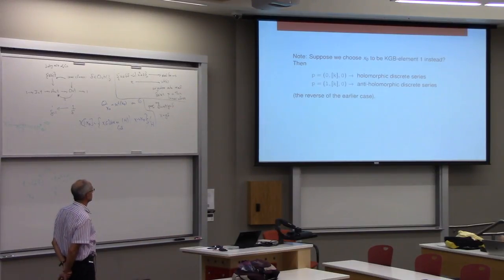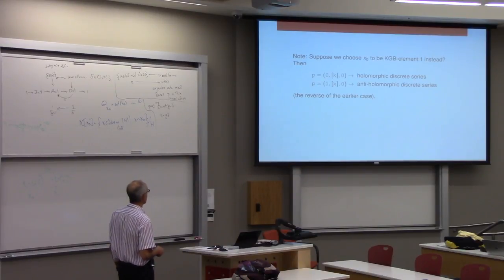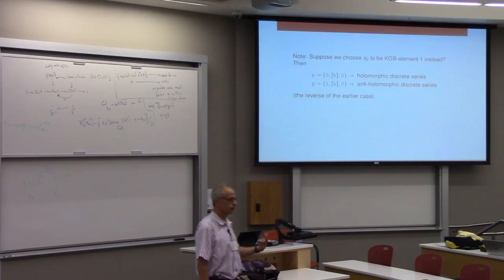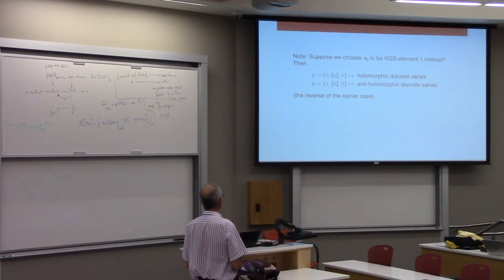that's the punchline. Okay. Now, what if I had chosen x0 to be KGB element 1? Well, then I would have switched the two cases. I reversed it twice. What? Yeah, I'm sorry, that's a terrible notation, I agree. So suppose I choose the preferred KGB element to be KGB element number 1. And there's a misprint here. I think these two should be switched, so let me write it down.